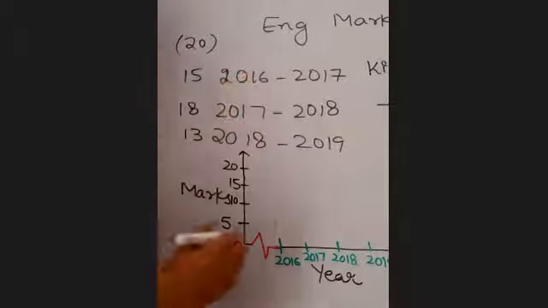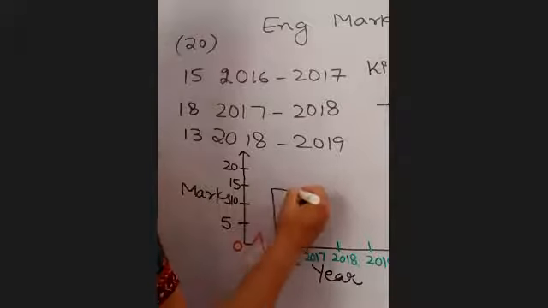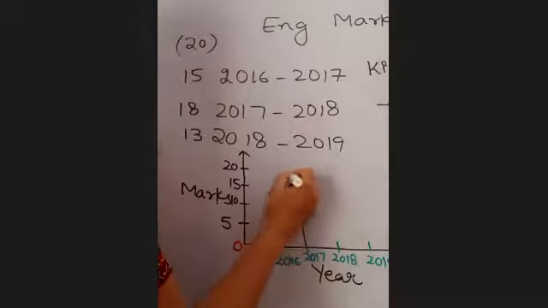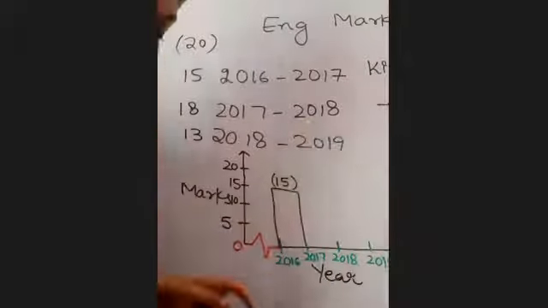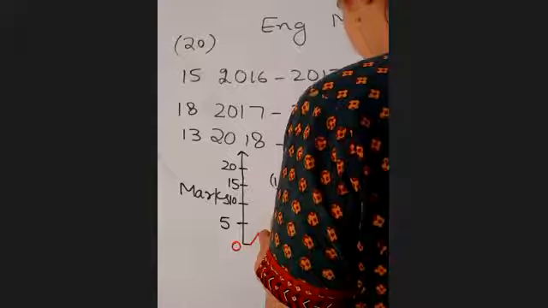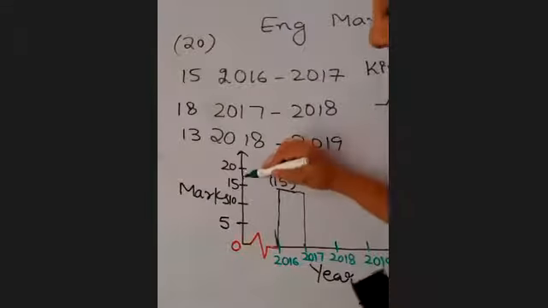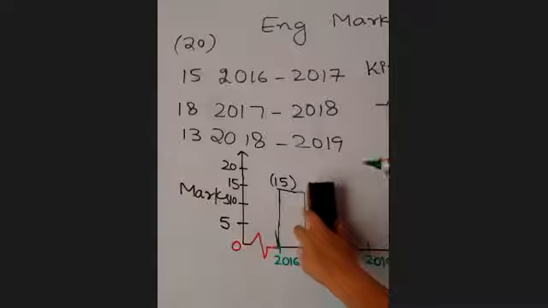2016 to 17, it is 15. So the block will come like this. I will write here 15. The frequency to be put here. 17 to 18. What is it? 18. 17 to 18. How much is it coming out to be? This is my scale now. We should use the scale. It is 18. So 18 will be somewhere between 15 to 20. So let's say it is here.